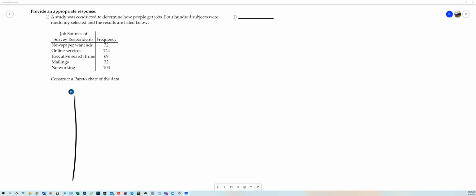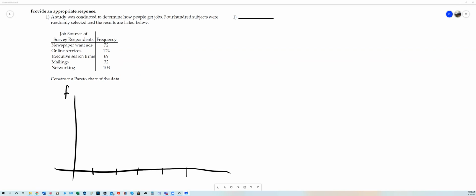I'm going to draw an axis. Now, my Pareto chart means from greatest to least. That's what I'm going to do. So remember that you can only have qualitative data or categories on my horizontal axis. And the vertical axis is going to be frequency. Okay, so now we're going to pick the scale.